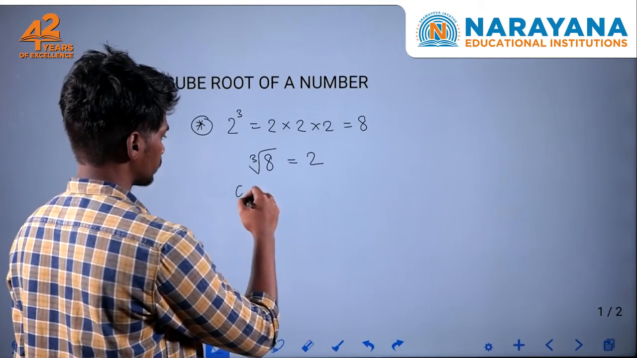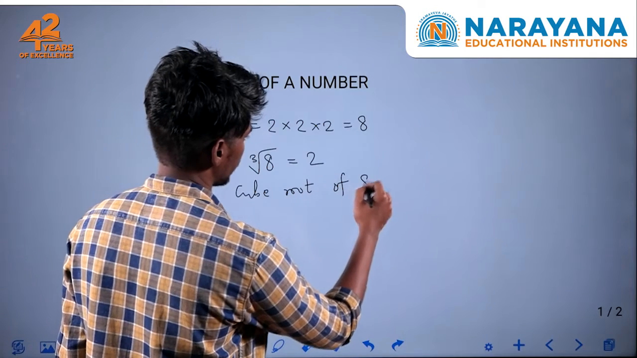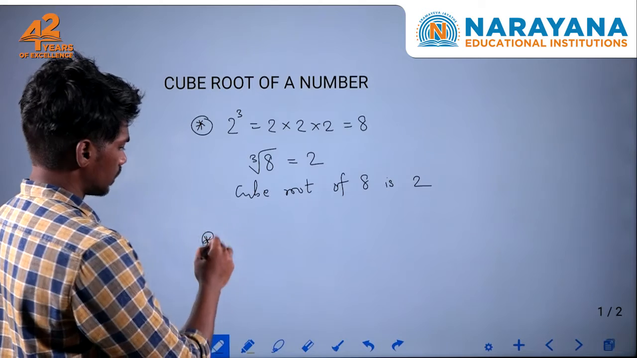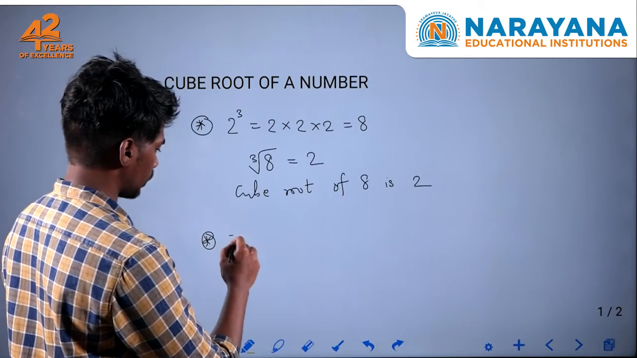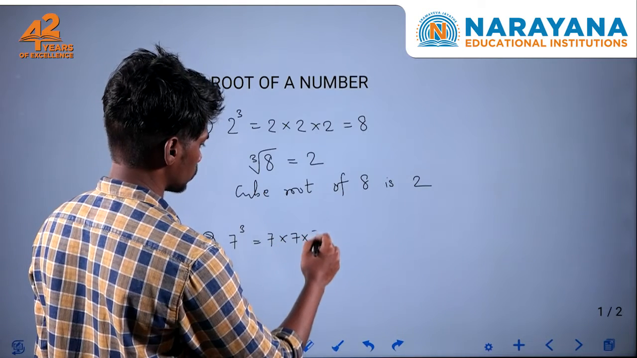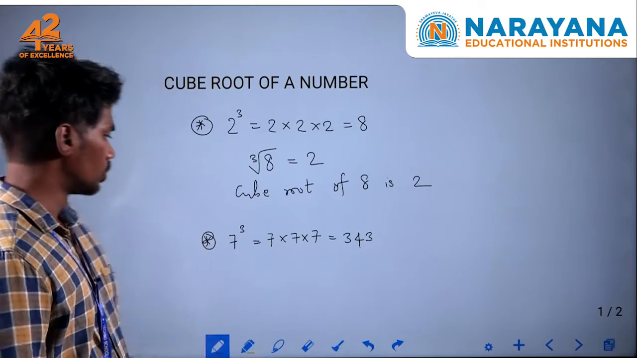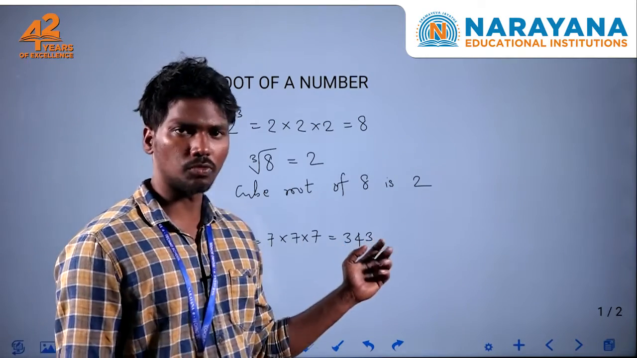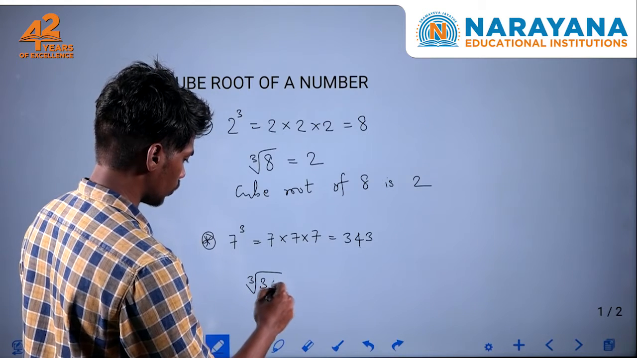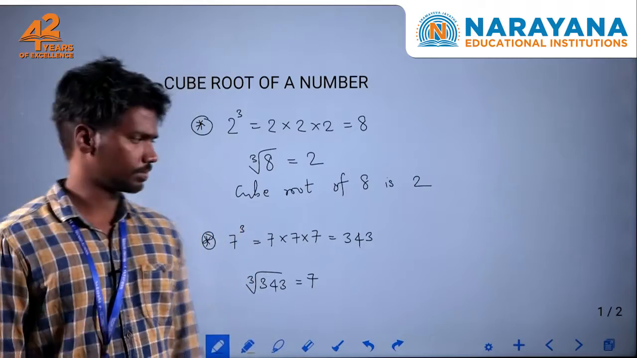In words we write cube root of 8 is 2. Let us take another example. So 7 cube is 7 into 7 into 7. If you multiply it, you will get 343. So cube of 7 is 343. We can also say cube root of 343 is equal to 7.